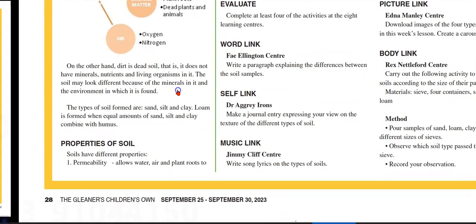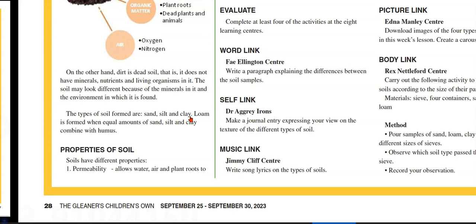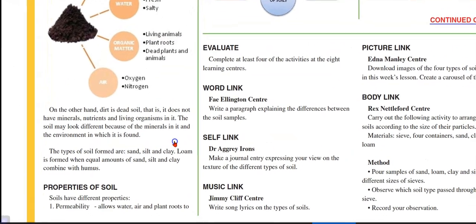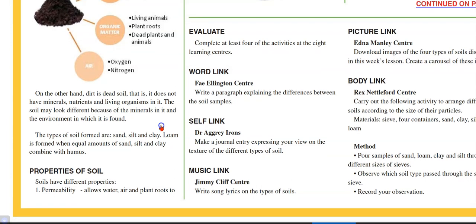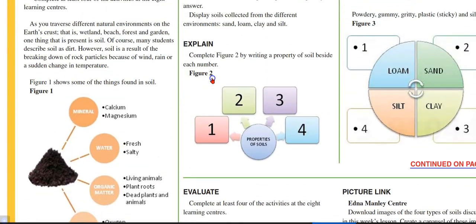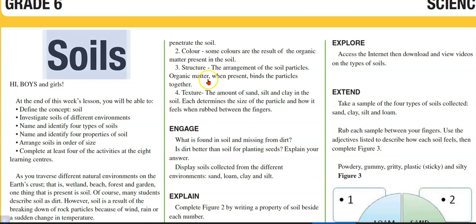Properties of soil now. Soils have different properties. Permeability, that's one. It allows water and air and plant roots to penetrate the soil. So when water can go through and air and the plant roots, that's permeability.